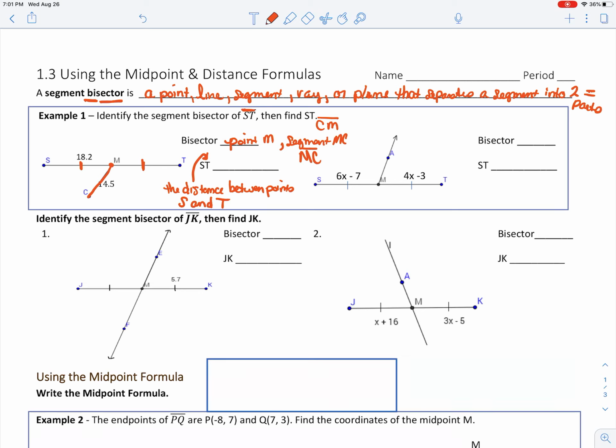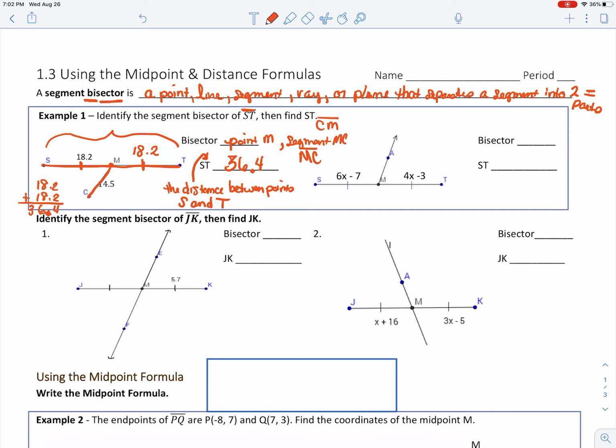So we check out our segment. So our segment goes from S through M to T, and M is the midpoint. It's a bisector. It's cutting it exactly in half. So if this portion of segment SM is 18 and 2/10, then M to T should also be 18 and 2/10. So if I need to know the distance all the way across from point S to point T, I either need to take 18.2 and add it to 18.2, or we need to take 18.2 times 2. So we get a good old 36 and 4/100, and so that is our answer, 36 and 4/100.